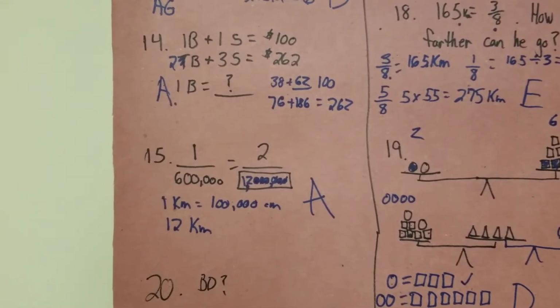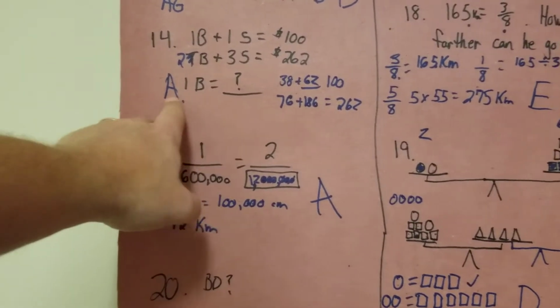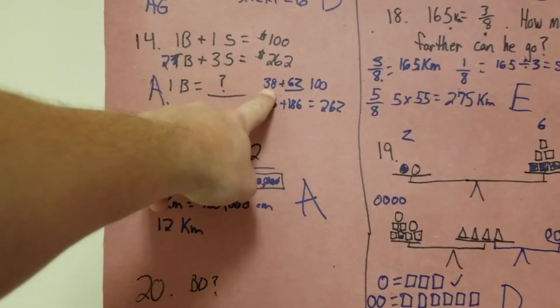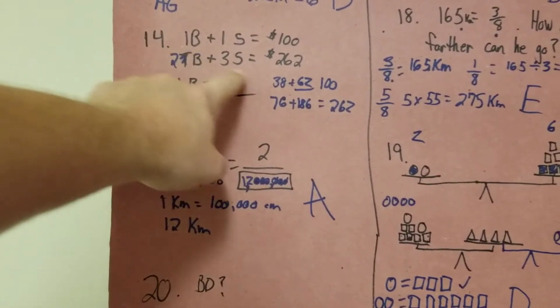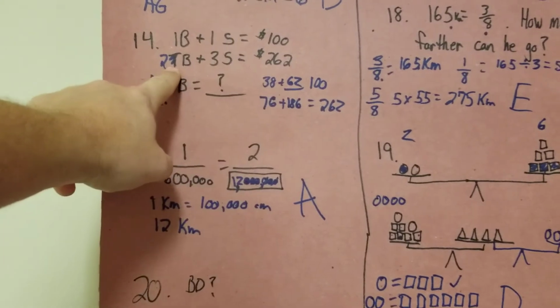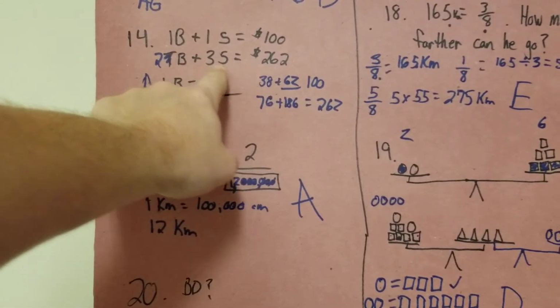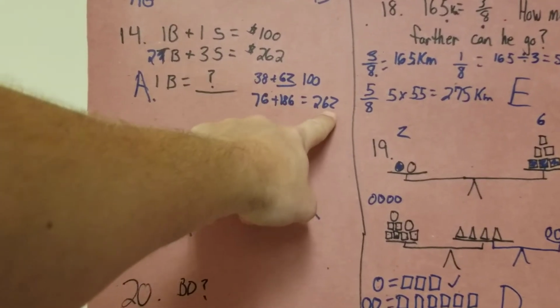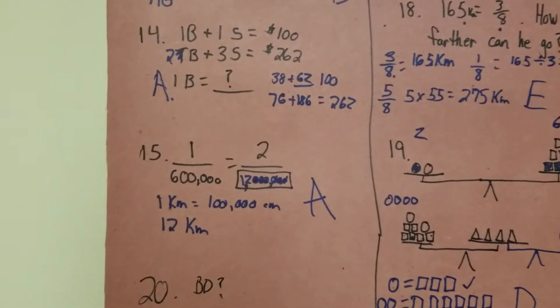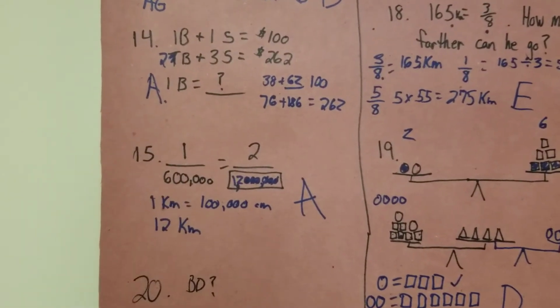So just try it. Lucky for us, the first answer is A, which is $38. So if the ball is $38, a shirt $62, that would make 2 balls $76, 3 shirts $186, and when you add them together, they get $262. So you know that answer is right. So you could say A.